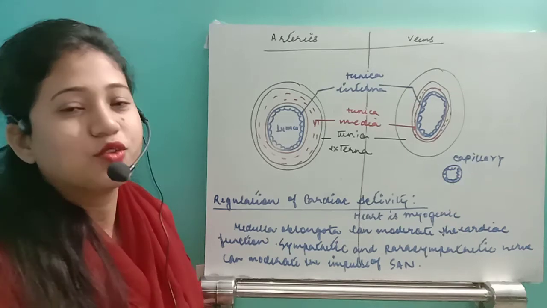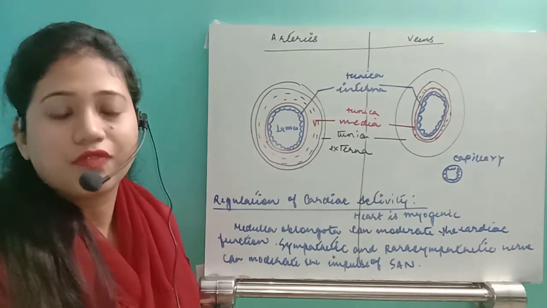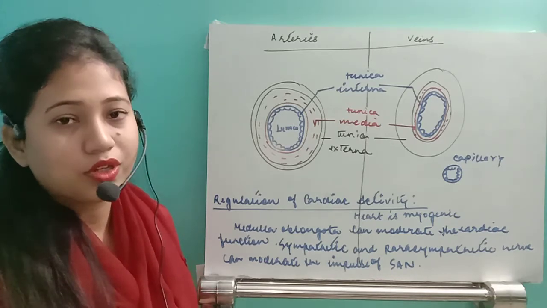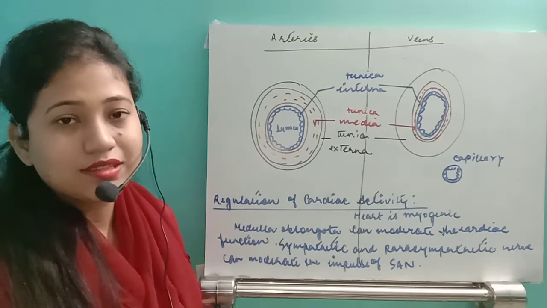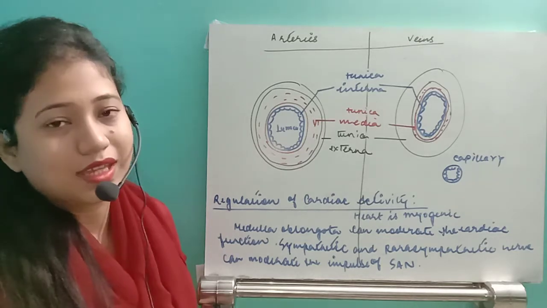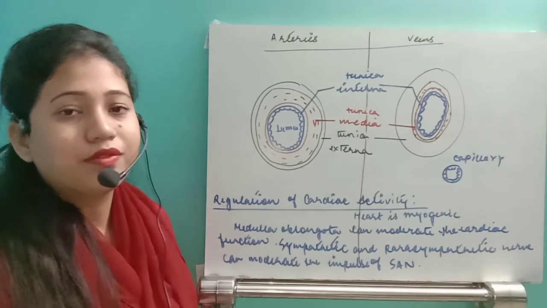Hello students, today we are going to start the different types of blood vessels and their functions. First of all, in our body, we have three different types of blood vessels. One is artery, second one is vein, and third one is capillary. Arteries, veins and capillaries are made up of different layers.